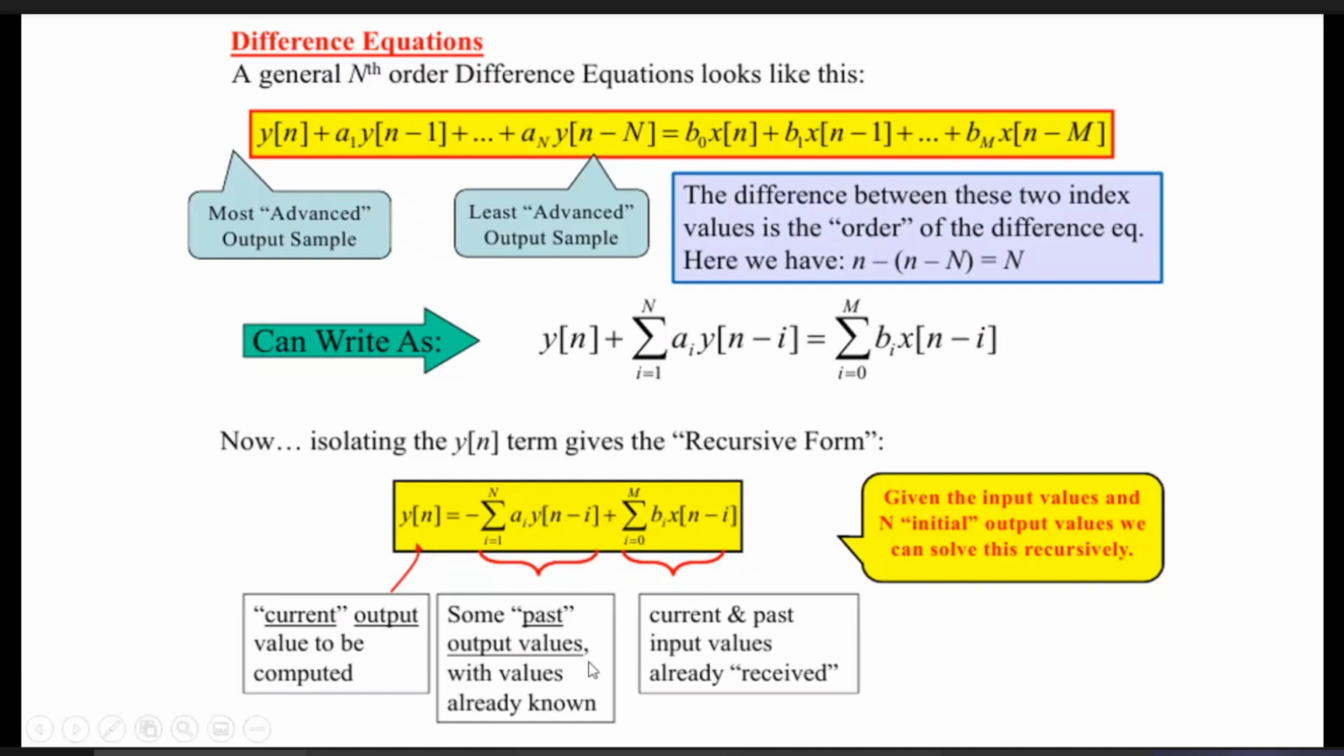Output is fed back and delayed and added with input. So this is written such that the current output to be computed depends on past output values, and this is the current and past input values. So this is one difference equation of Nth order, N order because the delay of output goes till N.